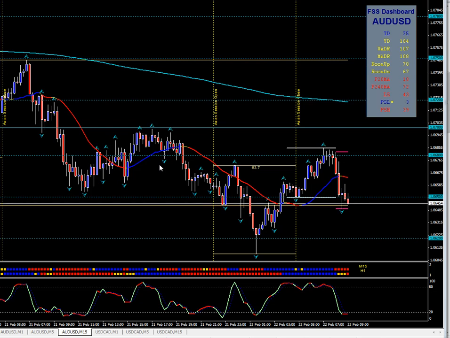I want to show you today a TIS trade on the Aussie dollar. Now, let's just have a look at the 15-minute chart first before we go on the 5-minute and 1-minute, which is where we take the TIS trades.